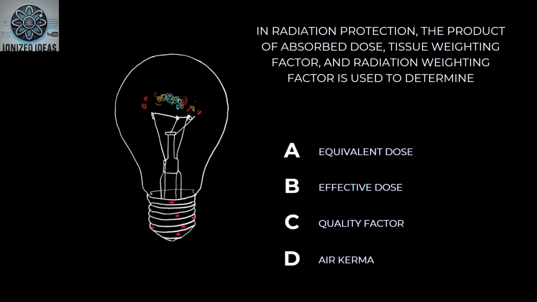In radiation protection, the product of absorbed dose, tissue weighting factor, and radiation weighting factor is used to determine A. Equivalent dose, B. Effective dose, C. Quality factor, D. Air Kerma.